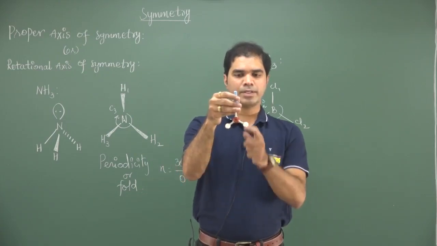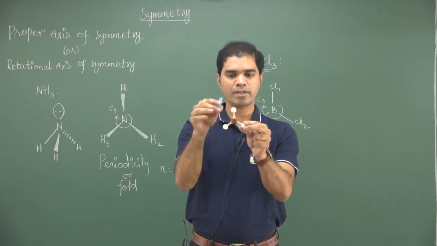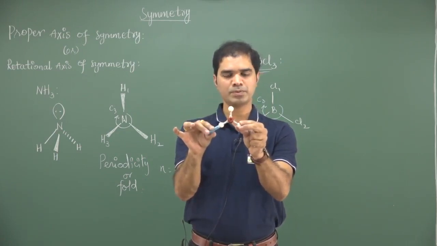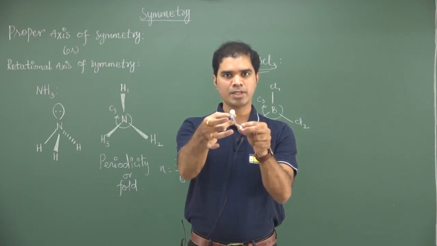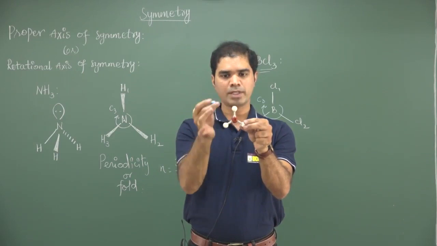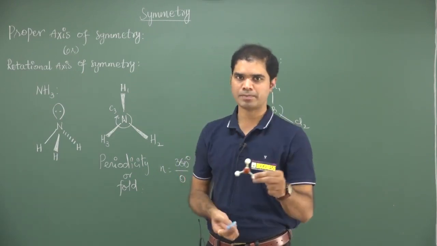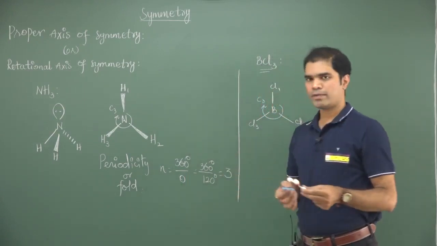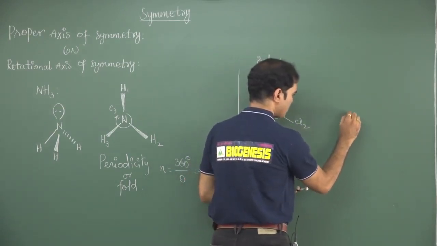Okay. There is a C2 which is passing from one of the chlorines. In a similar way, there is one more C2, there is one more C2. So altogether there is a C3 rotational axis. Also there are C2 rotational axes. Altogether there are three C2s and one C3. I will just represent these C2s.